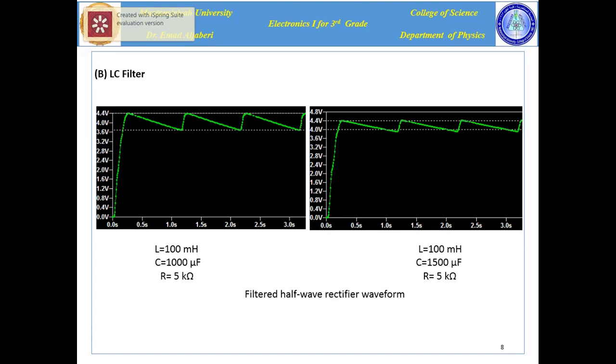This figure shows the output that corresponds to different values of capacitance, 1000 microfarad and 1500 microfarad, with fixed values of inductor and load. Again, when the capacitance is increased, the ripple voltage will decrease, as shown in these figures.